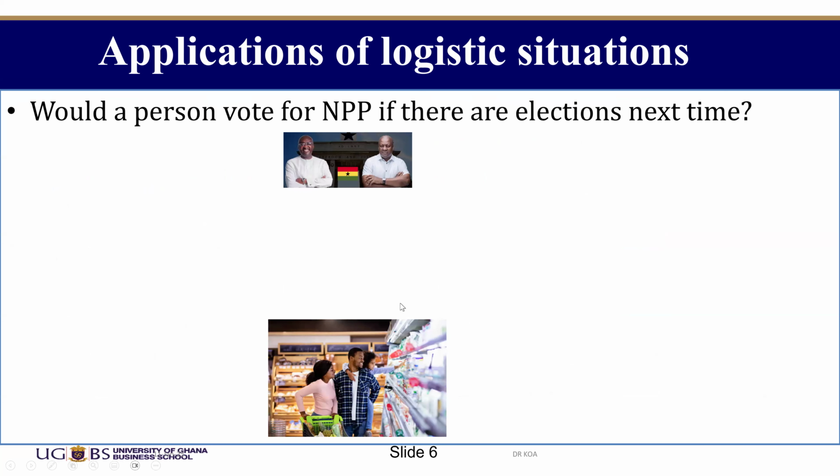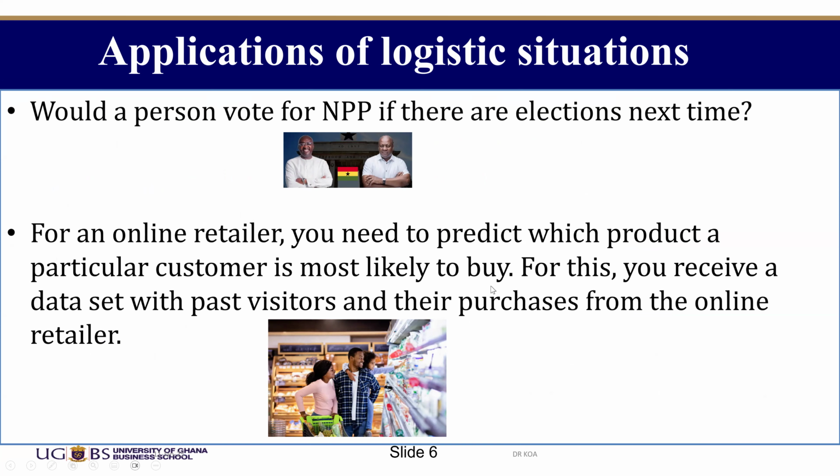Let's take a practical example of recent times. Would the people of Ghana vote for the NPP if there are elections next time? What would you say? I need an answer from one of you. Will the people of Ghana vote for the NPP in the next election in four years, or will they maintain this one? What do you say? You don't know. The chances are either positive or negative. Nobody can tell, and that is a typical example of what we mean by a logistic behavior.